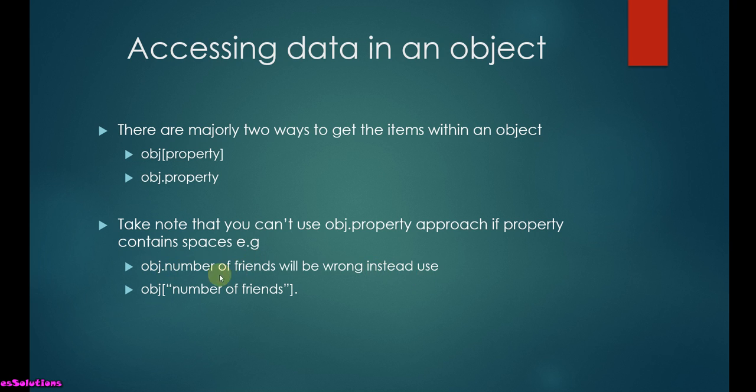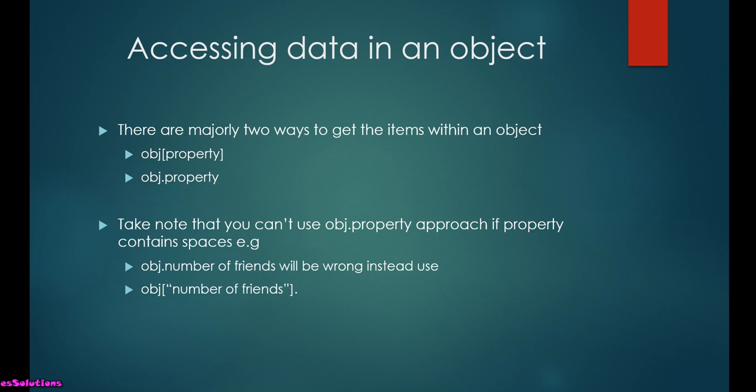Instead, what we should use is the square bracket approach, where we just put it in a string and it gives us that value. This is an important factor to note. So this is basically how you access an object.